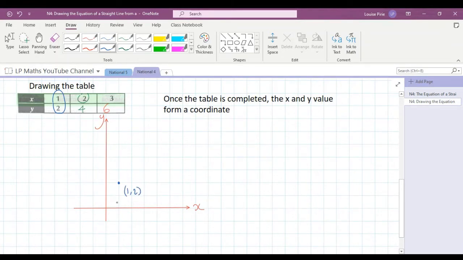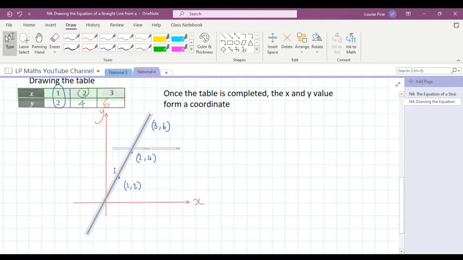Then I'm going to go 2, up 4. So there's the point 2, 4. And then I've got 3, 6, so along 1 again and up 2. That is 3, 6. And then we can fill in the line. Hopefully this is going to work. I might have to rearrange it. But you can see overall the line goes through all of the coordinate points that we have made.